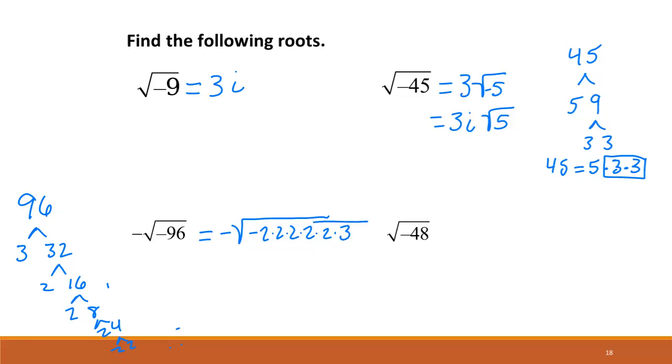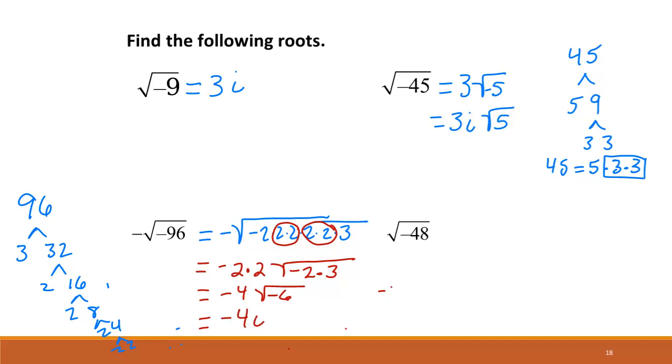Again, pairs have to come out. So I have a pair of 2's here, a pair of 2's here. When a pair comes out, we just see them as 1. So I have 2 times 2 coming out, left inside with 2 times 3. So this is going to give me a 4 and a square root of 6. Now I still need to take care of that negative on the inside there, so I'm going to pull that out with an i. So I get 4i square root 6.